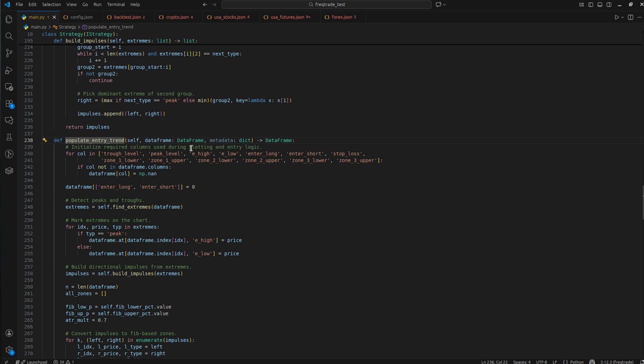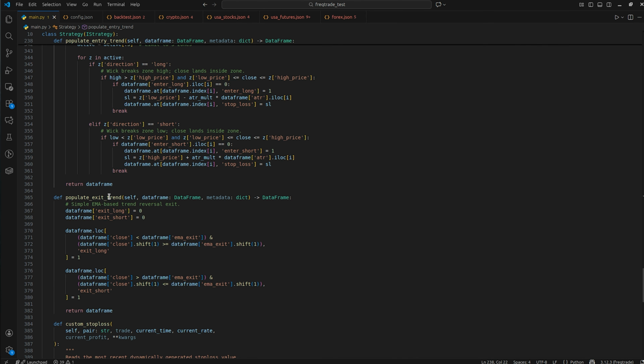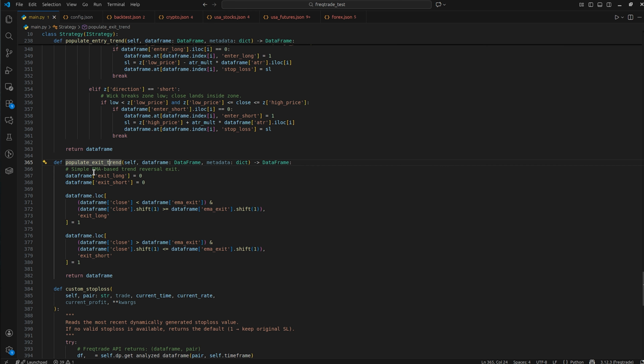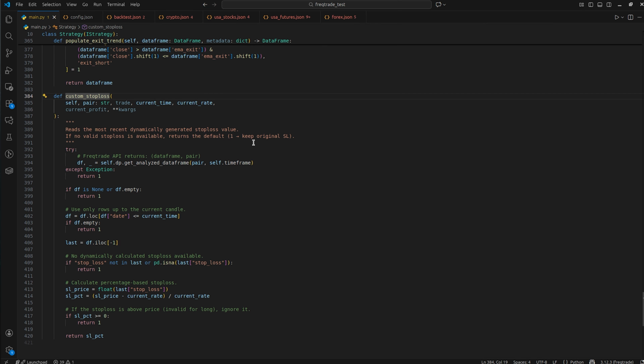Populate entry trend function is executing our trading logic, so we find peaks, troughs, identify entry zones, and check if our entry conditions are met and enter. Populate exit trend. Here we use a simple EMA-based exit because the exit conditions were not mentioned in the original video. And our stop loss, it's placed just above or below our zone.